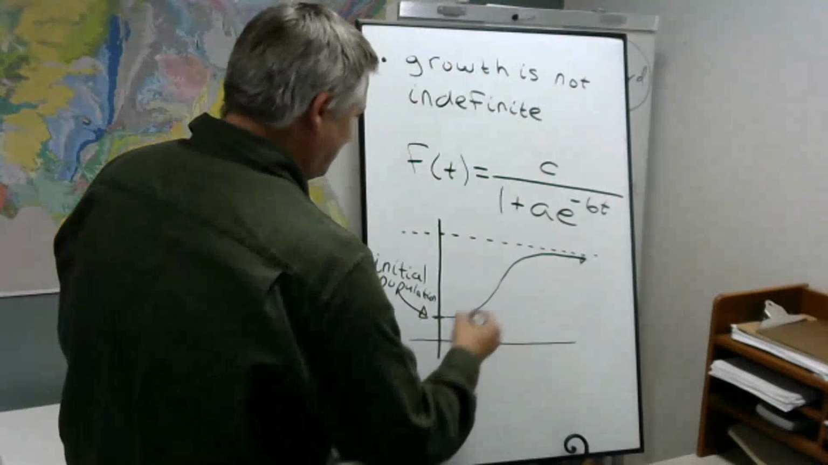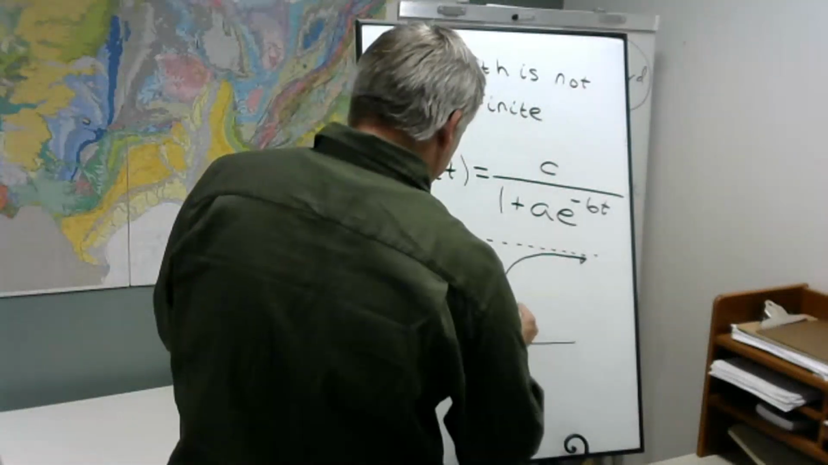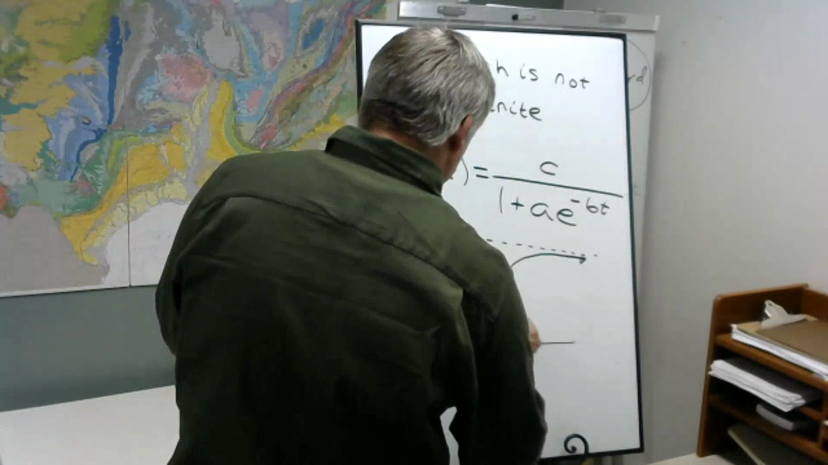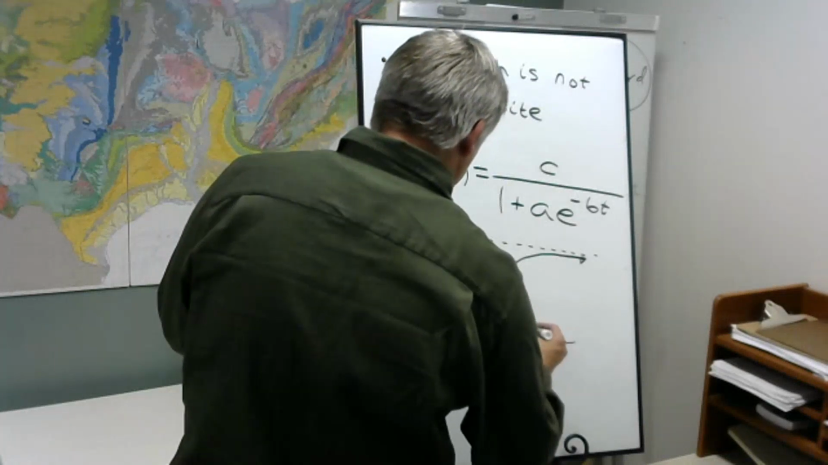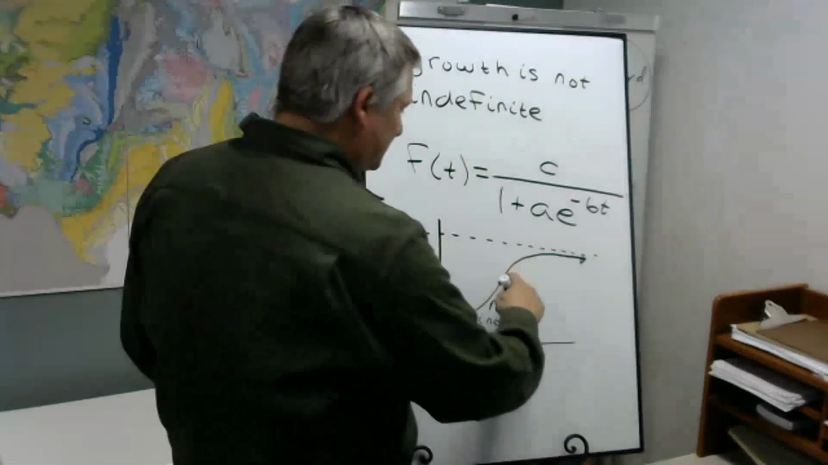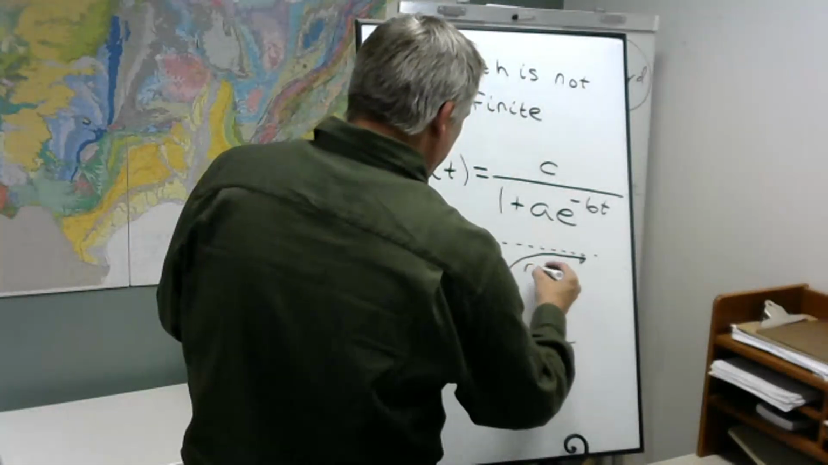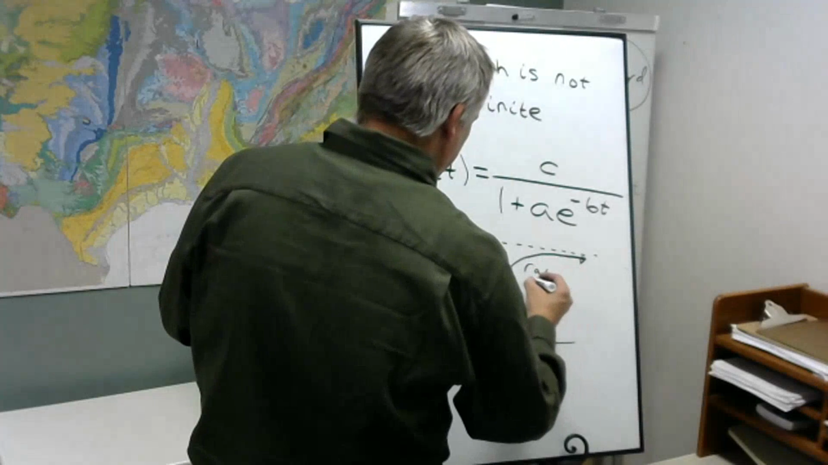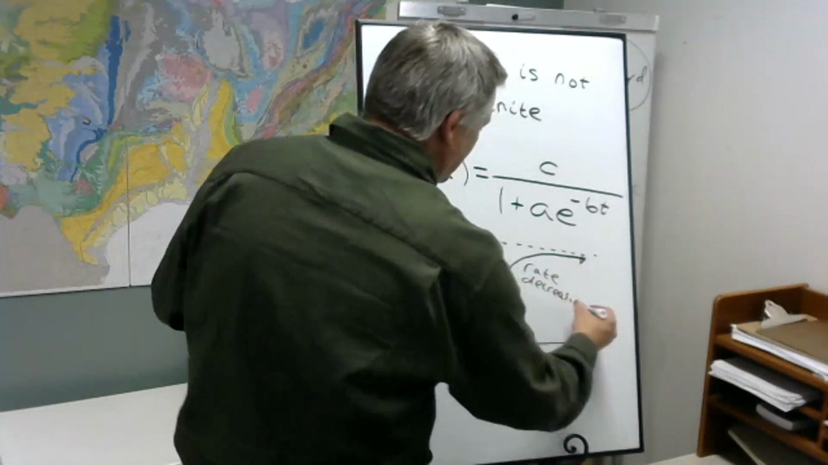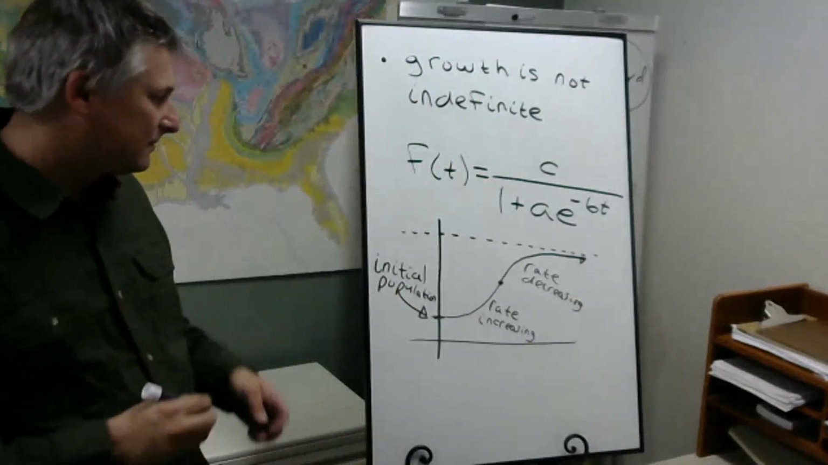So here your rate is increasing. So you're seeing exponential growth. And here you're still seeing growth, but the rate of growth is decreasing. It's not growing as much.